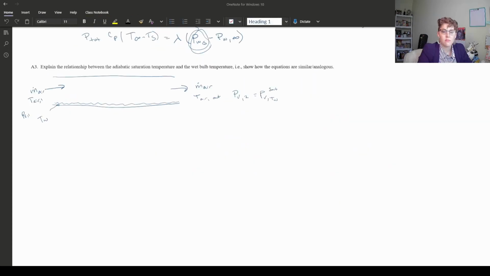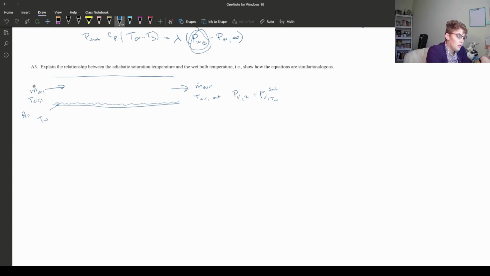humidity. Alrighty, so in part 3 of this exam, what we want to do is show the relationship between the energy balance equations that you would get in the situation of an adiabatic saturation temperature and the wet bulb temperature. So to illustrate what the adiabatic saturation temperature situation would look like, we have this infinitely long tube, and in the tube we have water flowing and air flowing.